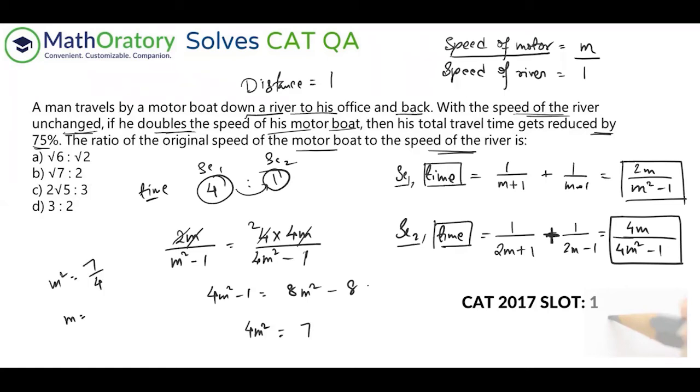M is equal to root over 7 by 2. Don't consider the negative root, that is silly. So m will be the answer if you remember. M by 1 is the speed ratio. So the answer here is root over 7 is to 2. So option B. So I hope this was understood.